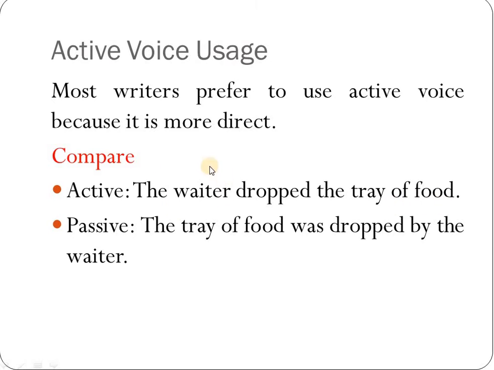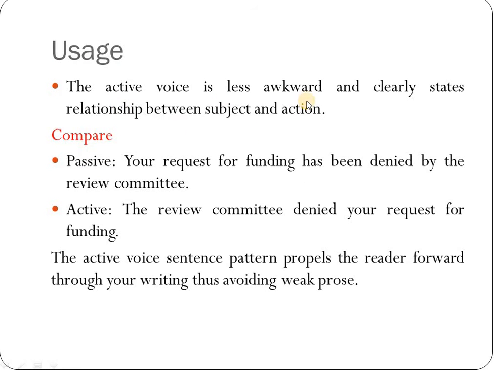Now here we know who dropped the tray. We know who's responsible for the action. We know who is the performer of the action. The passive sentence: the tray of food was dropped by the waiter. So as you can see, the first one is more direct. It's clear, it's precise. The active voice is less awkward and clearly states a relationship between subject and action.